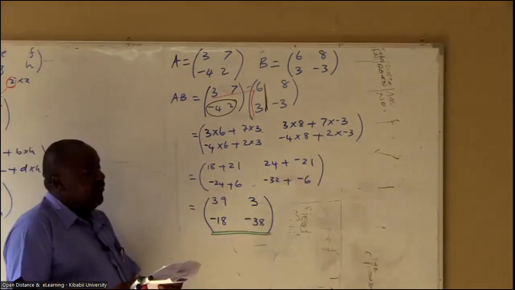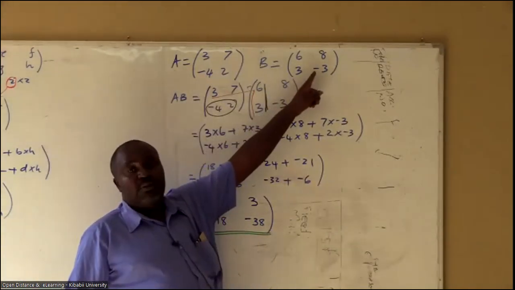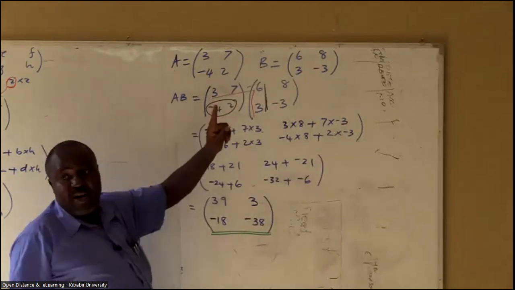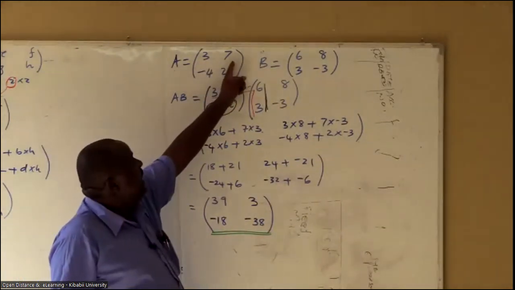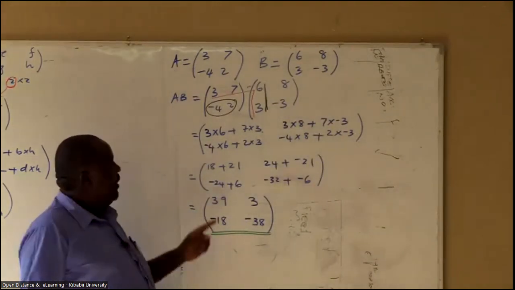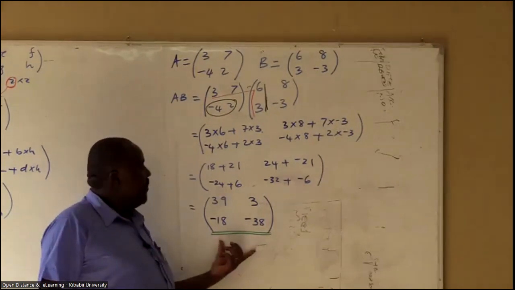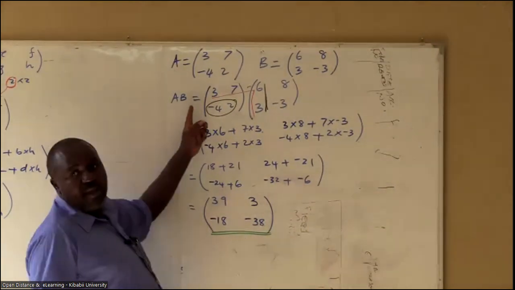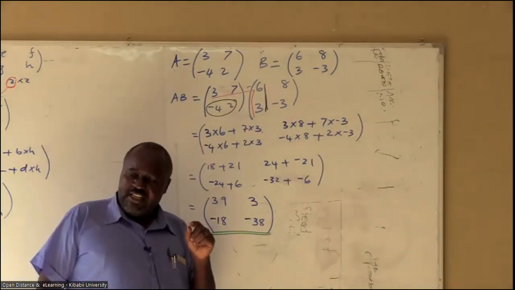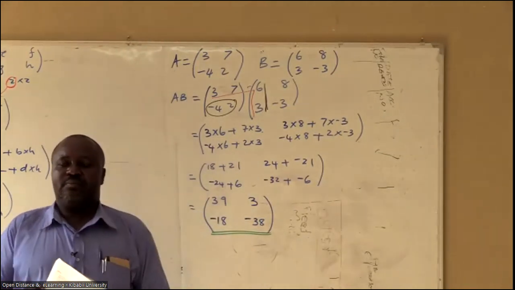So the key thing is first to check for compatibility. Is the number of columns in A equal to the number of rows in B? Then proceed to get the sum of products of the rows of A and columns of B. Those sums of products will give you the product matrix AB. Let us see other examples from our screen.